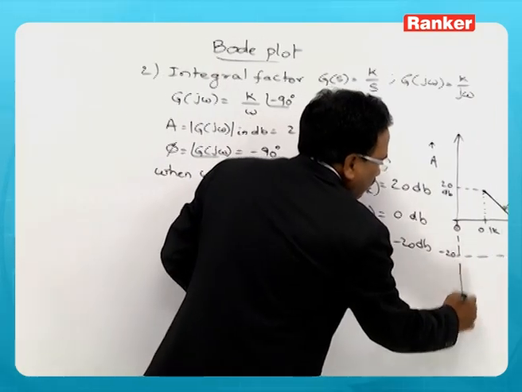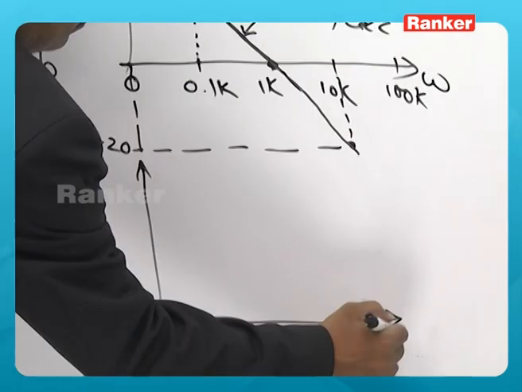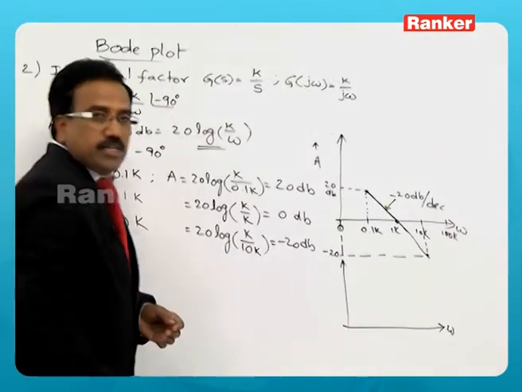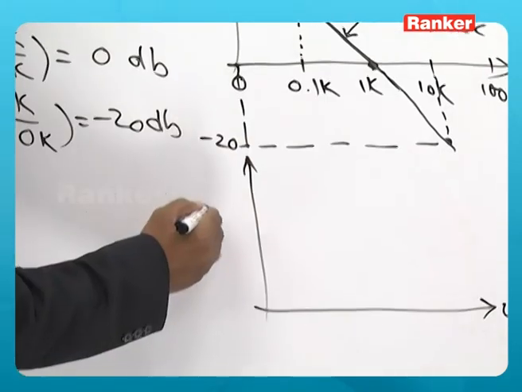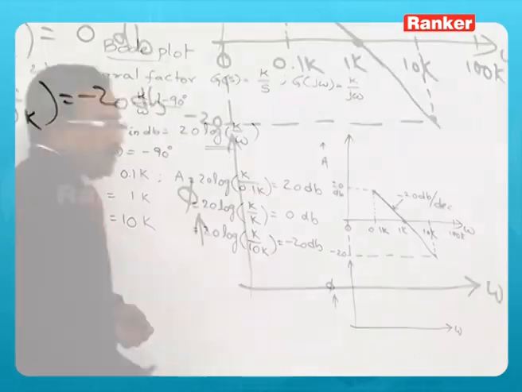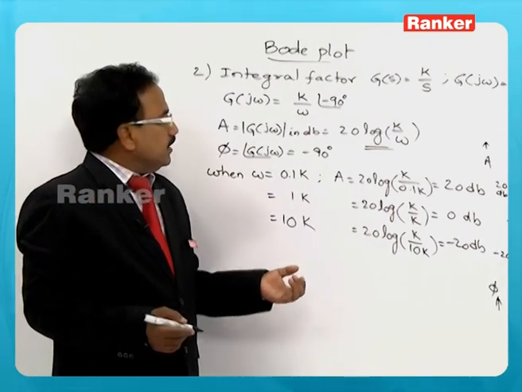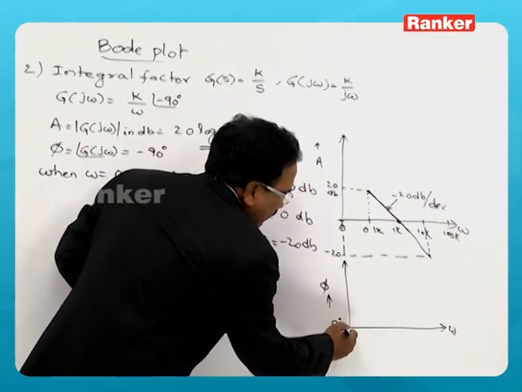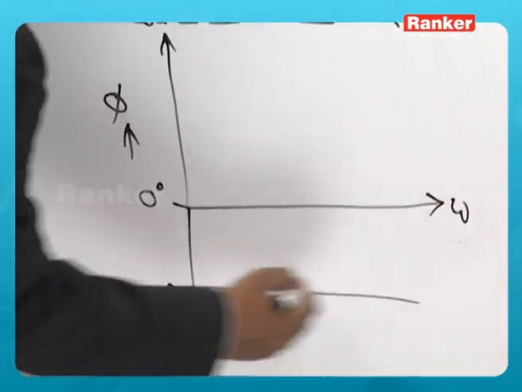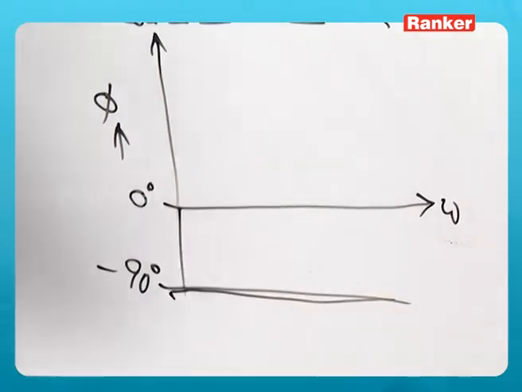Now, for the same frequency scale, you can actually construct the phase angle curve also. Here, the phase angle contribution of the integral factor is minus 90 degrees. So, if I say this is 0, then minus 90 is somewhere here, and it is a straight line.